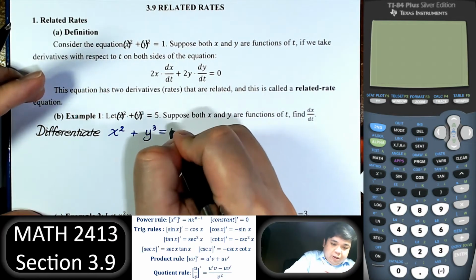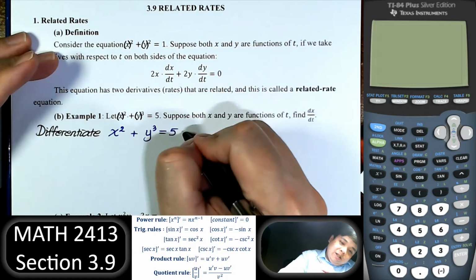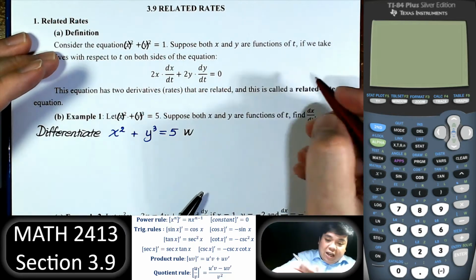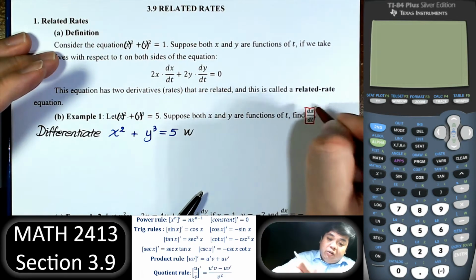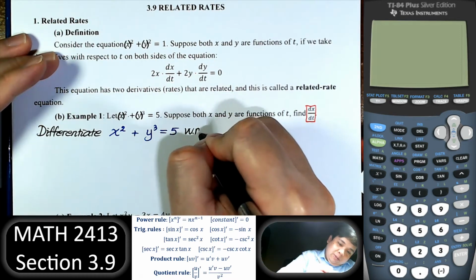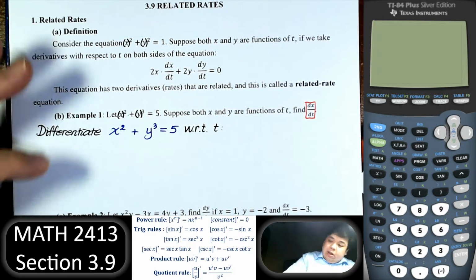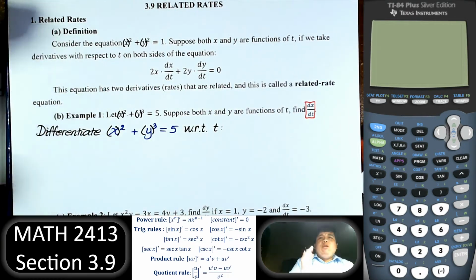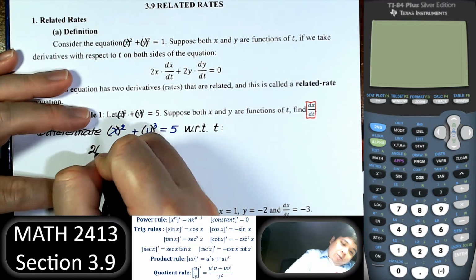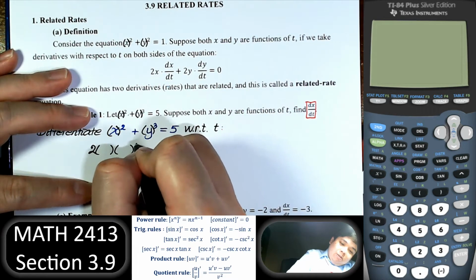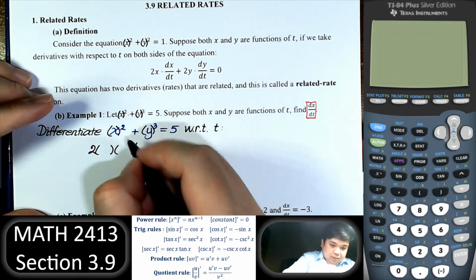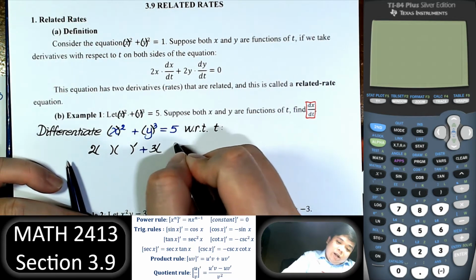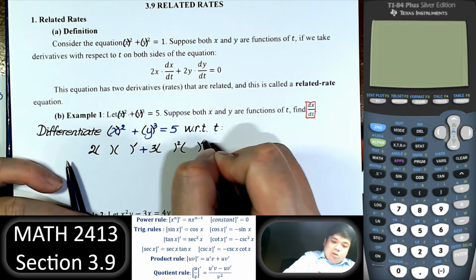Equal to 5 with respect to x. Sorry, with respect to t, because in this case the question asks us dx over dt, so we know t is the independent variable. So now those are functions of t. Now the chain rule says 2 times the parentheses prime. Parentheses cube will be 3 times the parentheses square, the parentheses derivative.